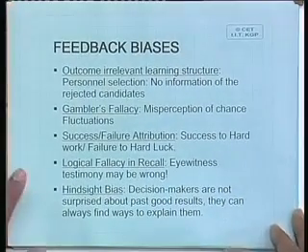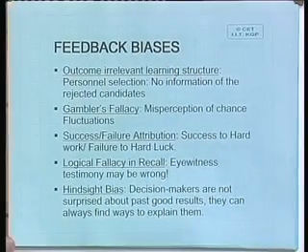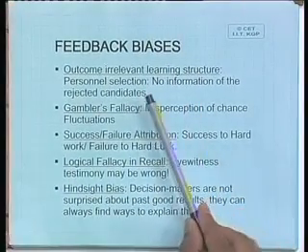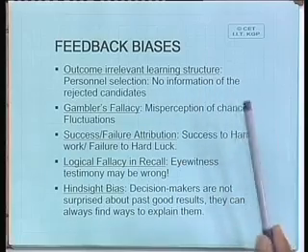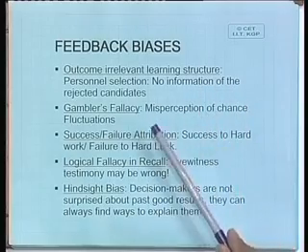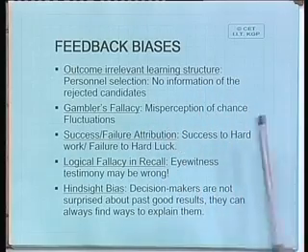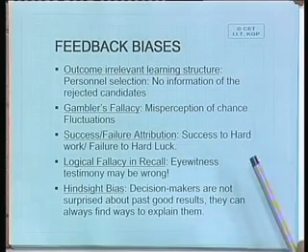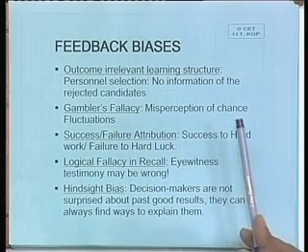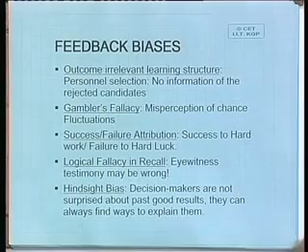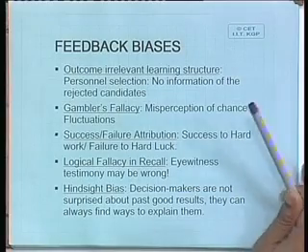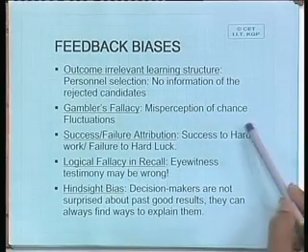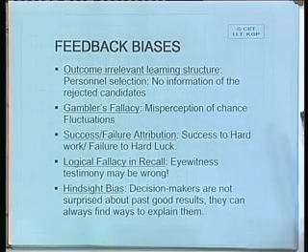So, let us see our last slide, the different kinds of feedback biases. The first one, outcome irrelevant learning structure. See, many a time when we are selecting a person, we think that we have selected the best person, but what about the rejected candidates? We do not keep further data about them. Who knows, we might have missed a candidate who could have been even better.